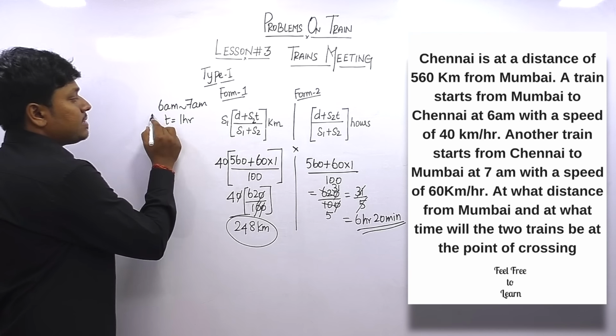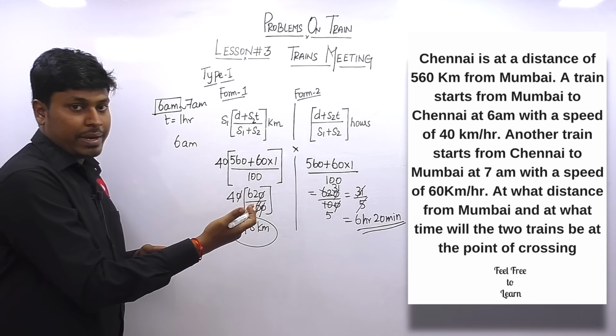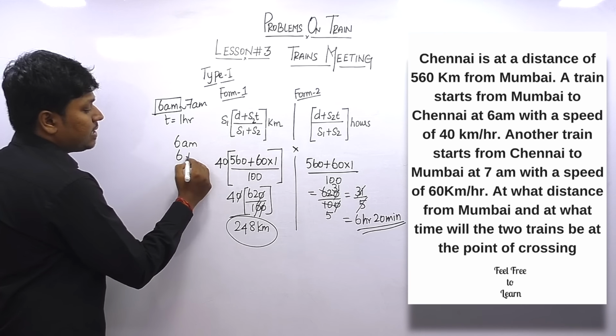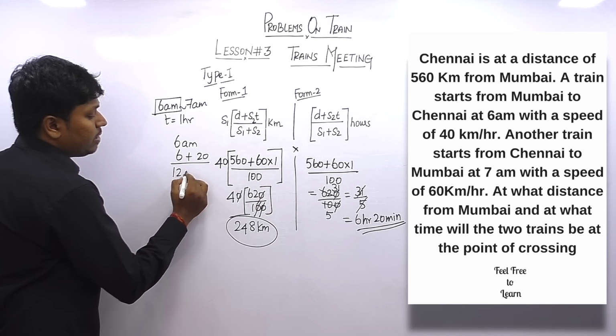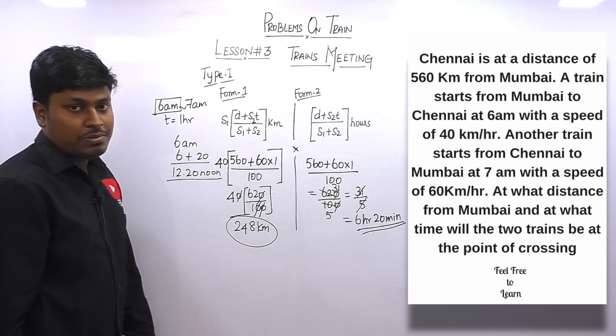So the train starts in the morning at 6 a.m. and it takes another 6 hours 20 minutes. So we can say that another 6 hours 20 minutes. So it will be 12.20 noon. So at this time, 12.20 noon, both the trains will meet.